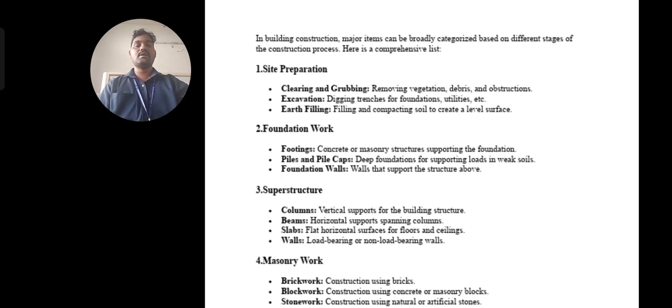And then there is the superstructure. In the superstructure there are masonry works. In them there are columns, beams, slabs and walls that we are going to work on. If it is a column, it is RCC, and if it is a beam, it is RCC, and slabs are also RCC.